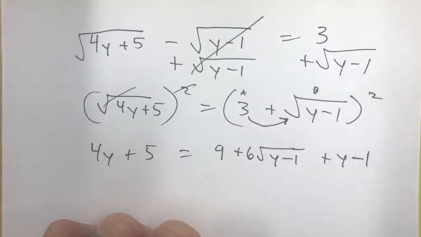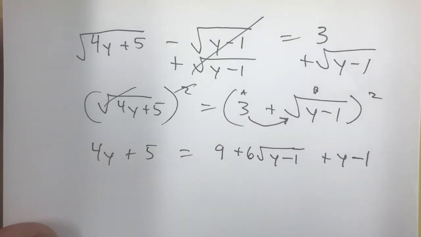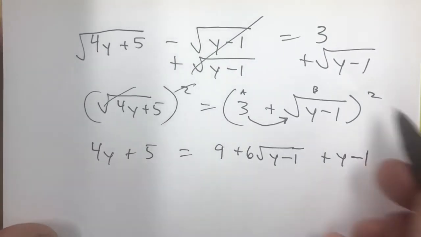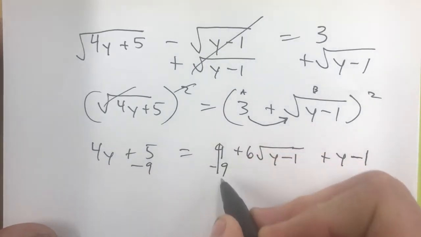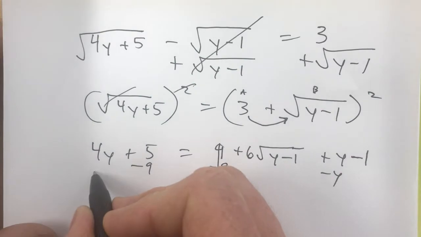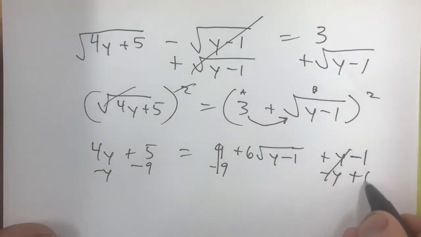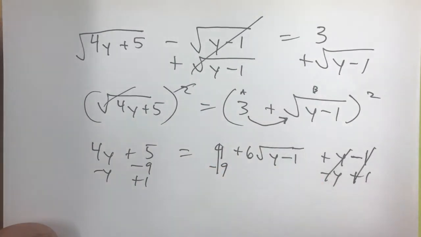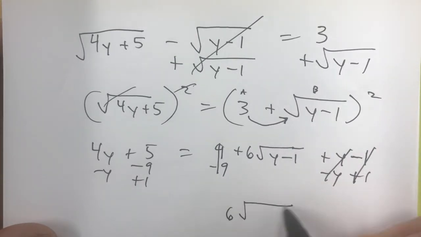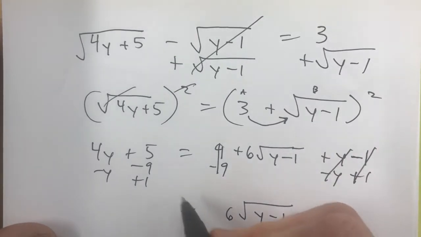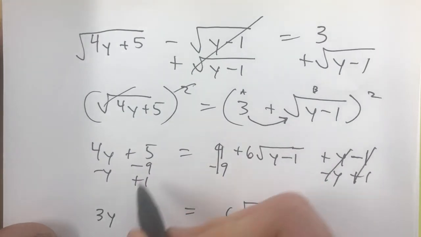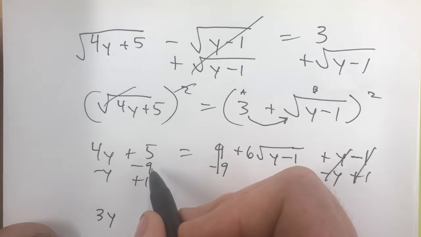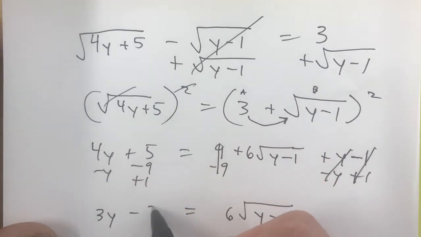Okay? And now, again, I got another radical, so I'm going to have to get this radical isolated, which means I'm going to subtract 9 on both sides to make this go away. I'm going to subtract a y on both sides to make that go away. I'm going to add a 1 on both sides to make this go away. And now I got rid of everything. I've got 6 times this radical equals over here 4y minus y be 3y, and then 5 be negative 3.